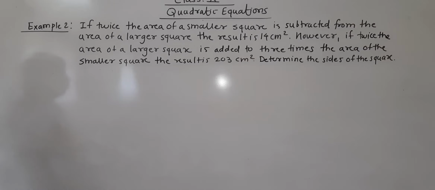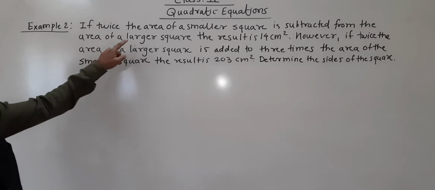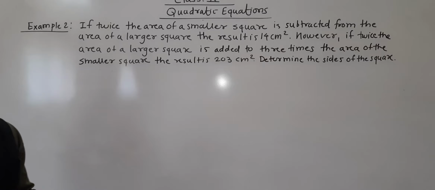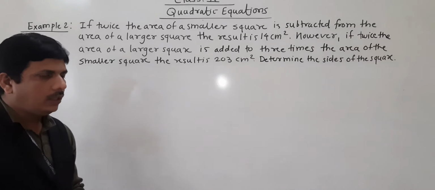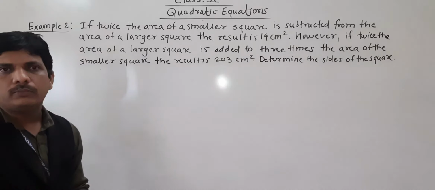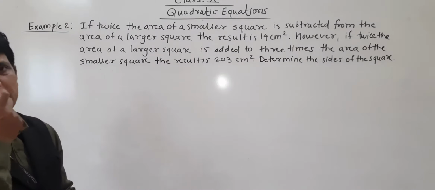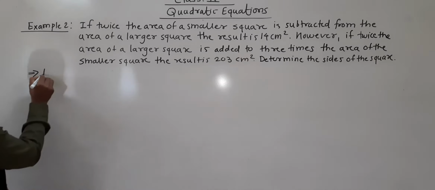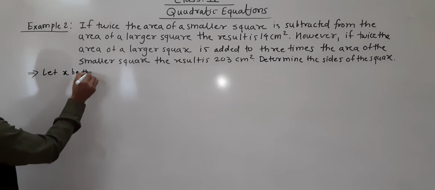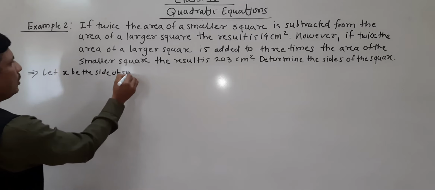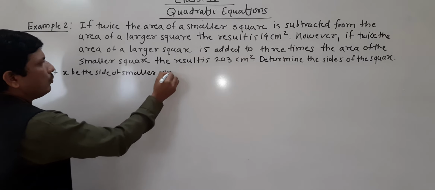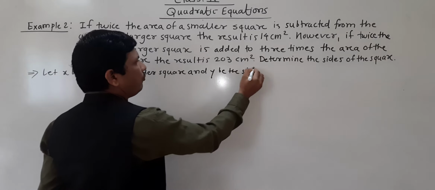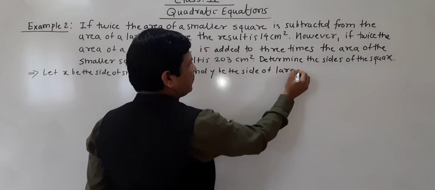There are two squares. What is given? Twice the area of the smaller square is subtracted from the area of the larger square. So we need to think about the area of a square. We must know the side of the square, because area of a square is equal to side square. So first we need to think about the sides. Let x be the side of the smaller square and y be the side of the larger square.